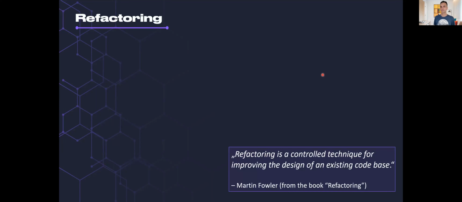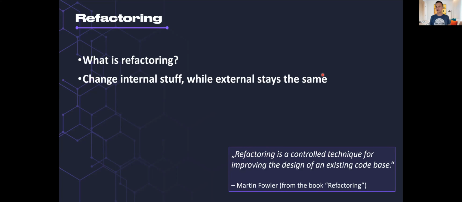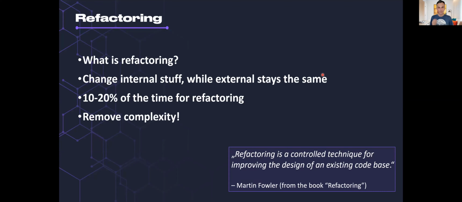And how can we make some code better? What we can do is called refactoring. And what is refactoring? This is changing the code where we change the internal organization, but the external behavior stays the same. In an ideal world, we should use 10 to 20% of our time for refactoring. And especially if this refactoring is to remove complexity, then it's always worth it.